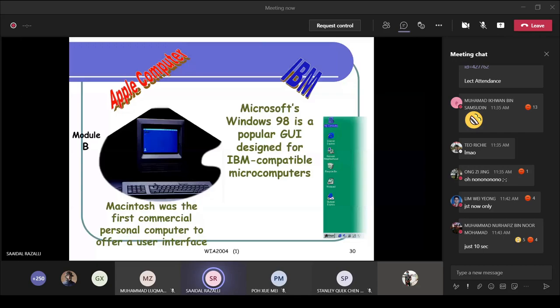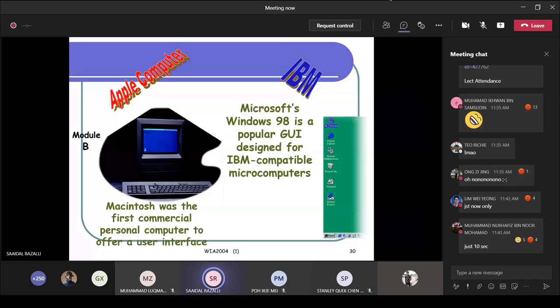Apple computer, Macintosh, was the first commercial personal computer to offer a user interface. Before this, IBM computers used a command line interface, okay? Everything was command line, they didn't have a mouse or whatsoever. So Macintosh was the first commercial personal computer to offer a user interface, a nice one.